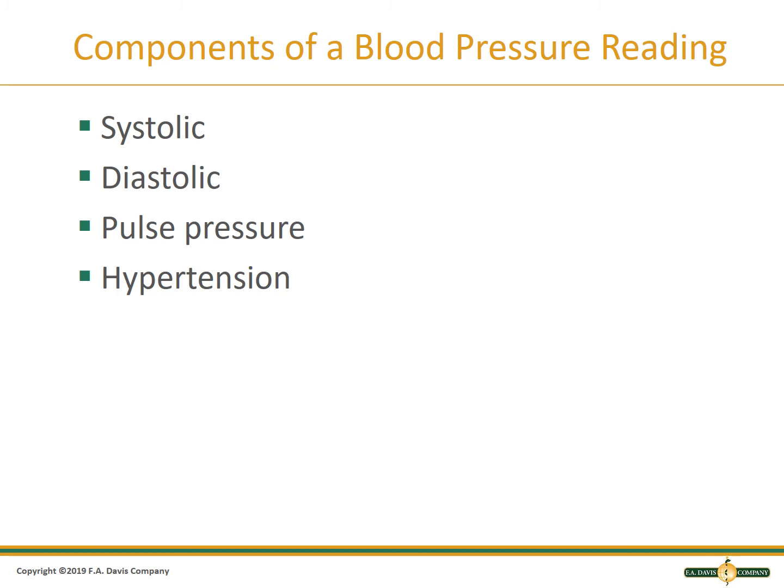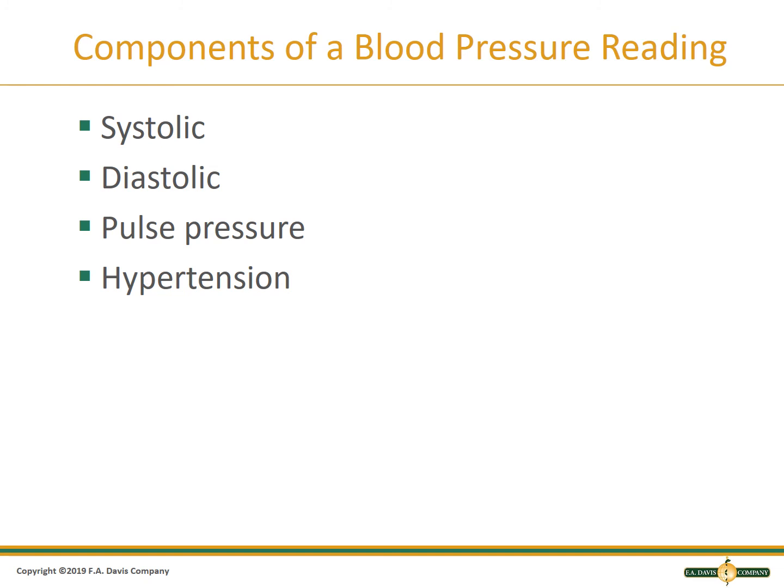So these are components of a blood pressure reading. Systolic is the first sound. Diastolic is the second sound. Pulse pressure is the measurement of the difference between the systolic and diastolic pressures. So you subtract the smaller number, the diastolic, from the larger number, the systolic, and that normally is between 30 and 50. If it's less than 30 or greater than 50, then that is considered abnormal.